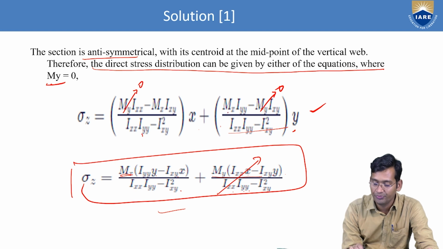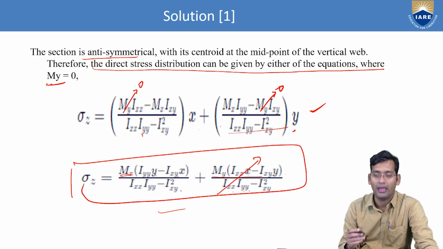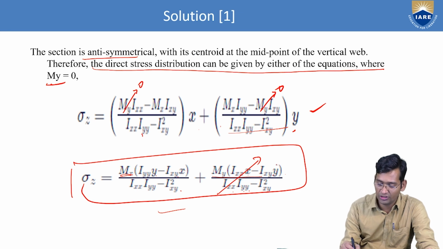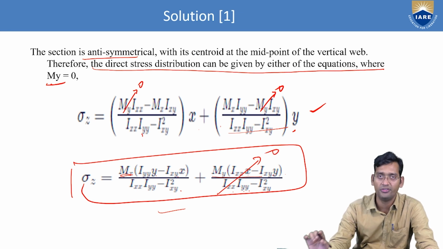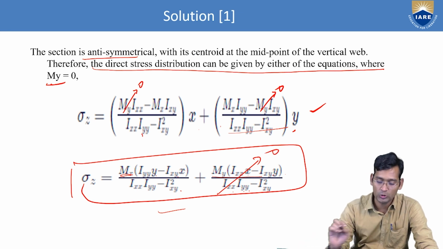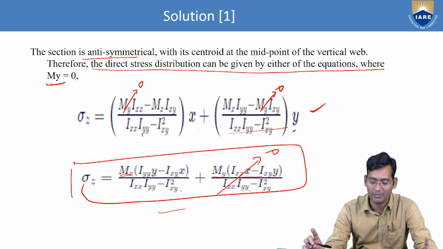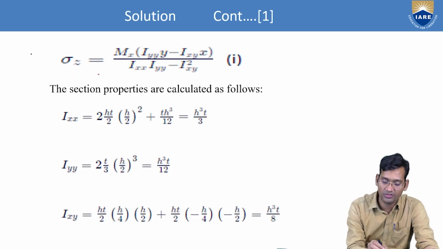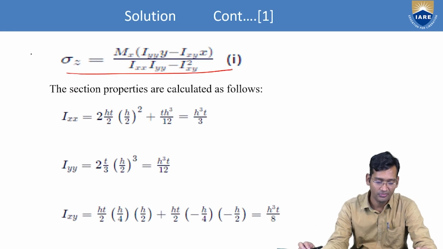So now just see what we will get. Mx Iyy minus Mx Ixx, so that is why Mx is common. After putting this in the equation, this will be 0. Then sigma z is Mx into (Iyy into y minus Ixy into x) by (Ixx into Iyy minus Ixy square). So now this is the sigma z value.